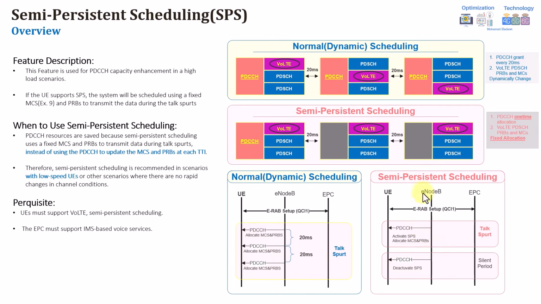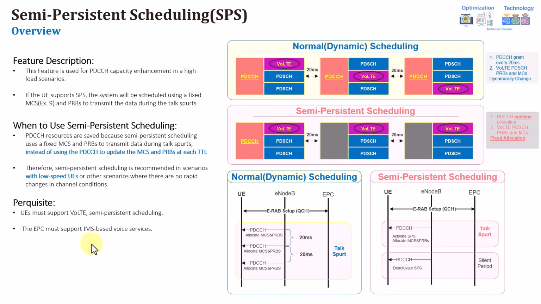While here, for the semi-persistent scheduling, initially there will be an RRC setup, PCI1, and the SPS will be configured for this particular user. Then it will be activated through only one PDCCH activation during the talk spurt or during the call in general. Once the call is released, the PDCCH or the SPS will be deactivated through, again, sending a DCI from the eNodeB to the UE. So this is in general about the feature.